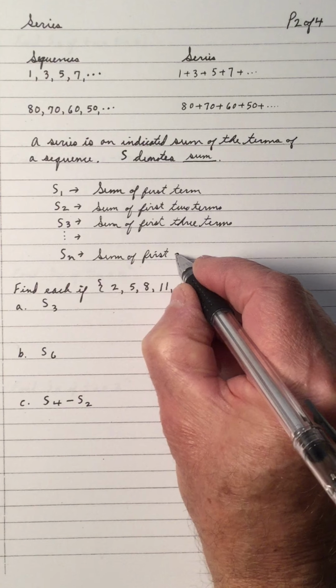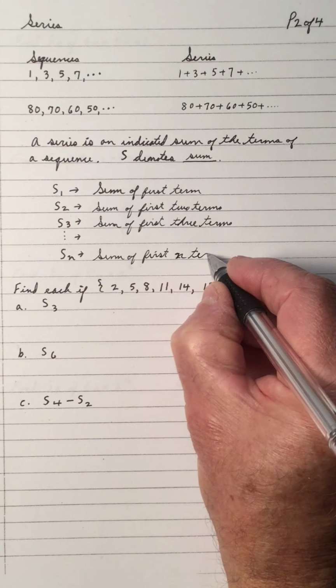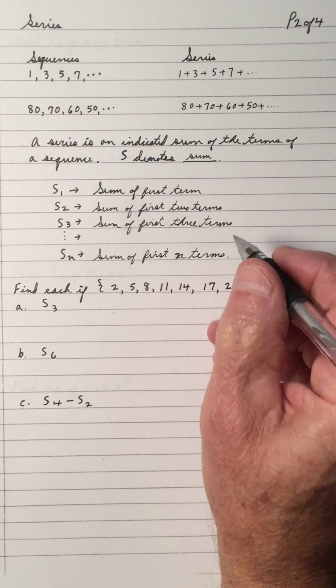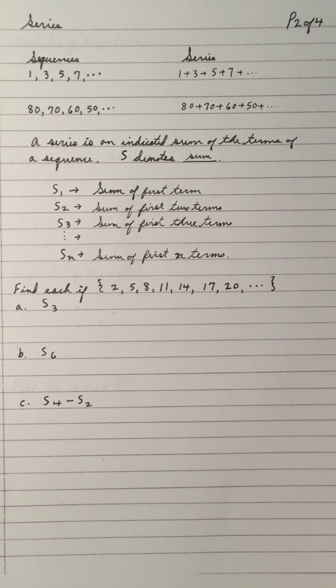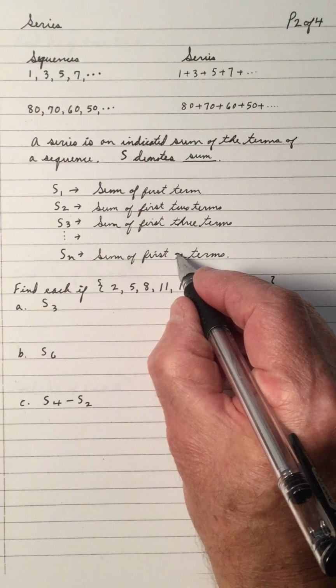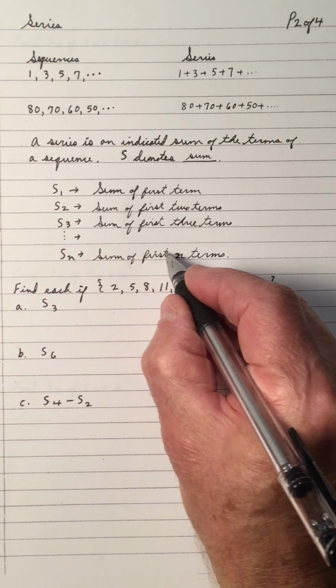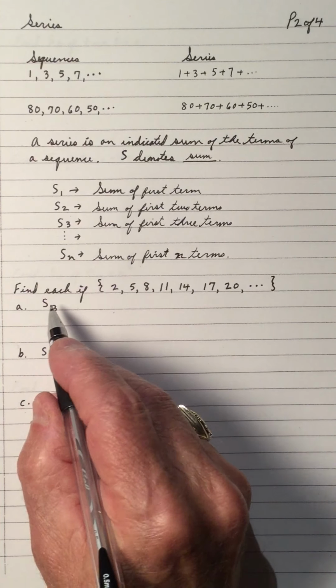n terms. So the sequence can go on for 20 terms, 30 terms, 40 terms. So n is whatever number of terms you want the sum to be.